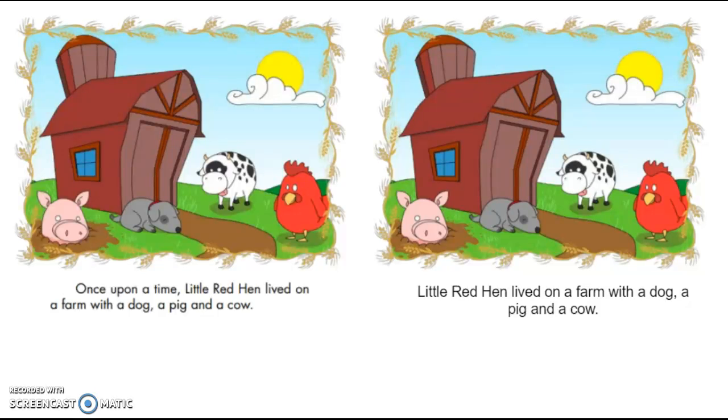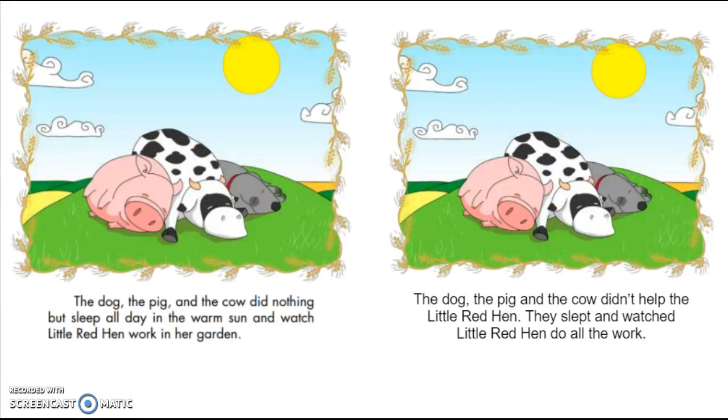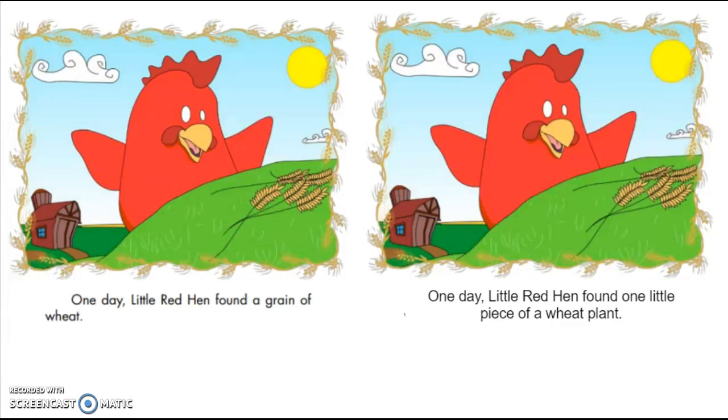But some of the specifications that I chose to use, instead I wanted to include that plants were grown outside on the ground instead of perhaps using the word garden. That might be a little bit easier for a student to understand. And again, I just made the text a little bit simpler for a student to understand. Just like right here, I omitted the word grain, and instead I used the words one little piece of wheat instead of the word grain.